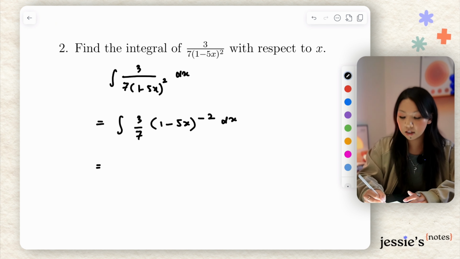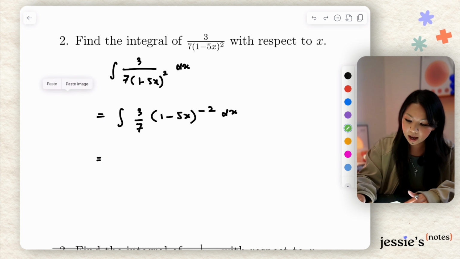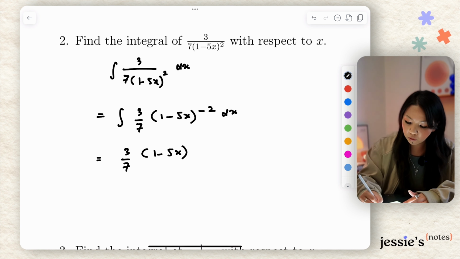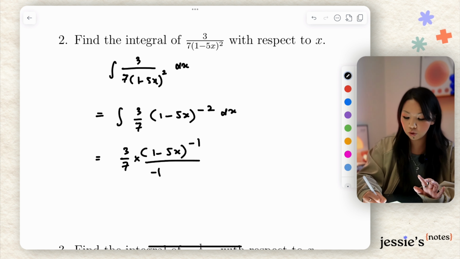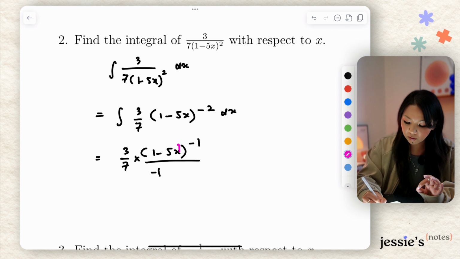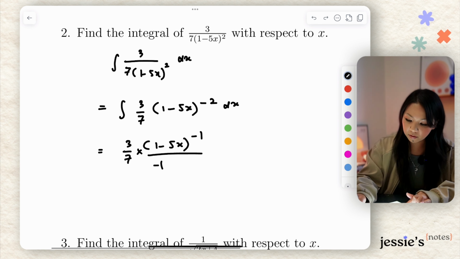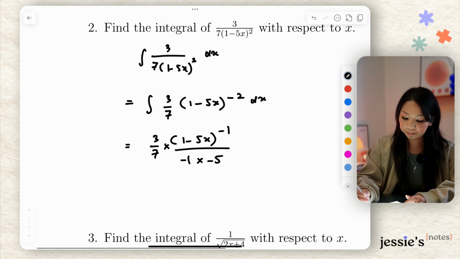Now that it's in this form, let's go ahead and perform reverse chain rule on this guy. We're going to end up with 3 on 7, (1 minus 5x). If you increase that power by 1, you get negative 1, divided by that new power, and then you also need to divide by the derivative of the inner function. Do you guys see what the derivative is? Negative 5, right? We're going to divide by negative 5, so now we get times negative 5 there.